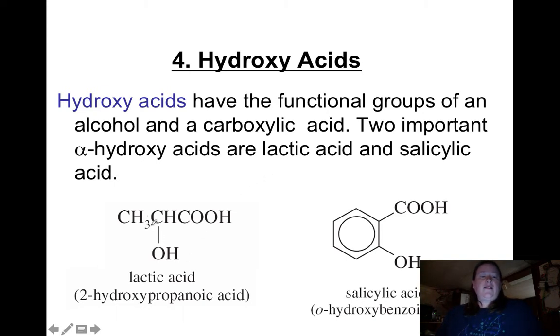Here is one example, lactic acid, which is actually found in your muscles when you use up a lot of your oxygen stores and your muscles are kind of running in an anaerobic or a low oxygen state. Lactic acid is one of the byproducts. Salicylic acid is a precursor to making aspirin. Both of these alpha hydroxy acids are also found in skincare products.